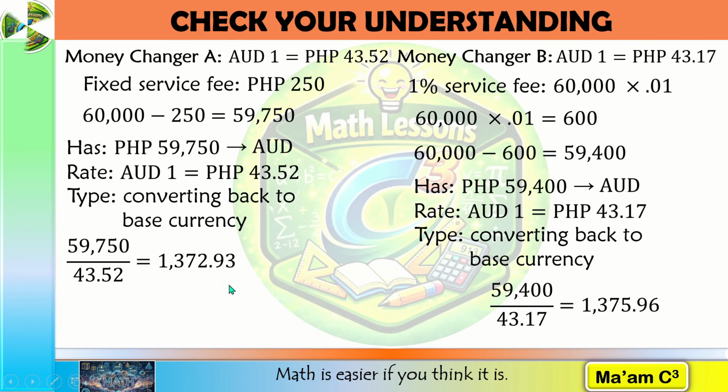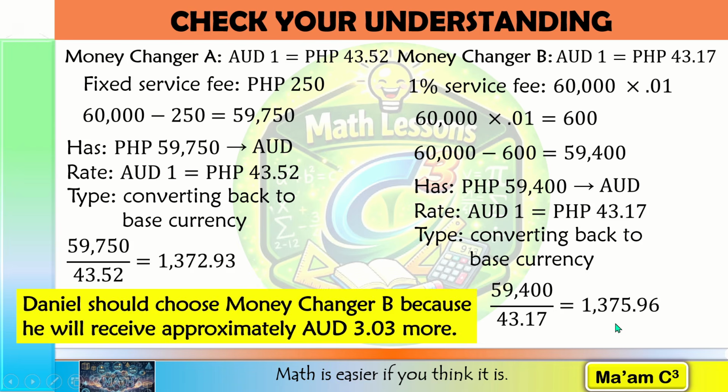Now let's compare. Money Changer A gives us 1,372.93 Australian dollars. Money Changer B gives us 1,375.96 Australian dollars. Therefore, Daniel should choose Money Changer B because he will receive approximately 3.03 Australian dollars more. This is a great example of how mathematics can help us make better financial decisions. The best option isn't always the one with the lowest exchange rate or the lowest service fee. We have to consider the combined effect of all the factors.